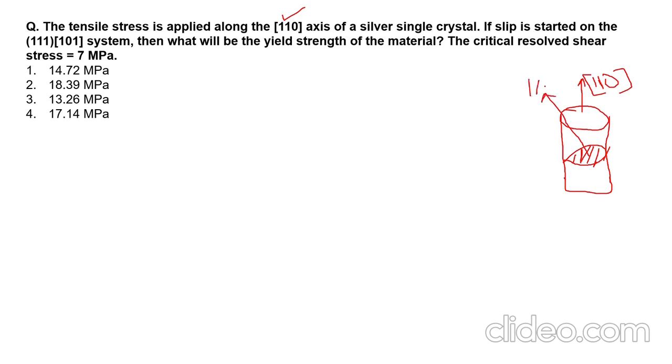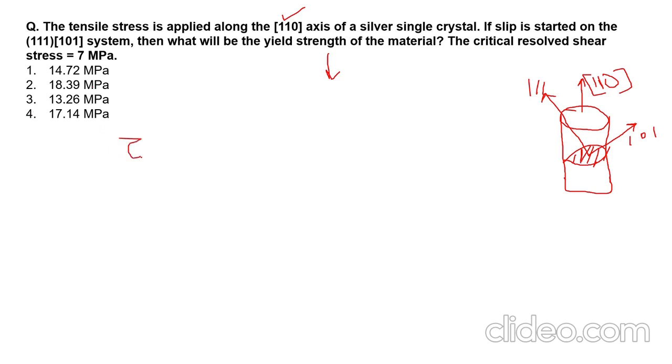So this is the 111 direction, while your slip direction is 101, sorry. So this is your slip direction, 101, right? So you have three directions. One is normal to the plane, that is 111 because the plane was 111. Then we have the slip direction, which is 101, and the tensile axis along which the load is being applied. So what will be the yield stress?